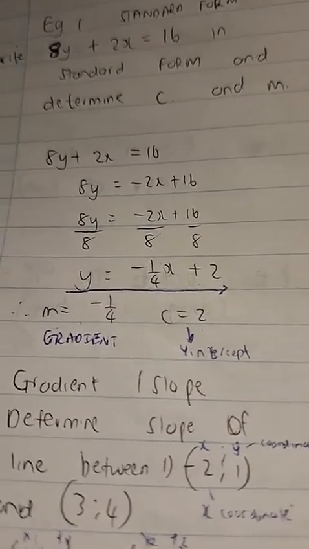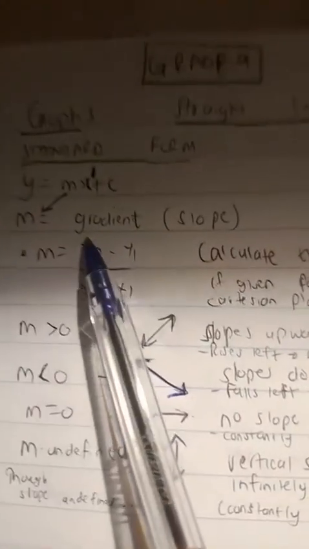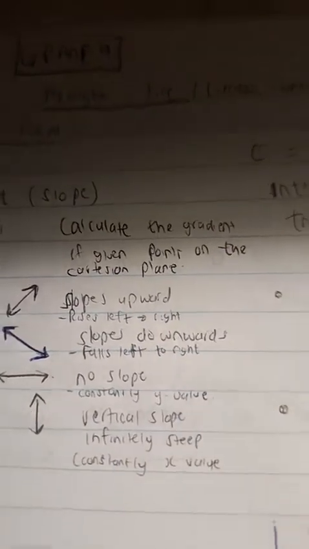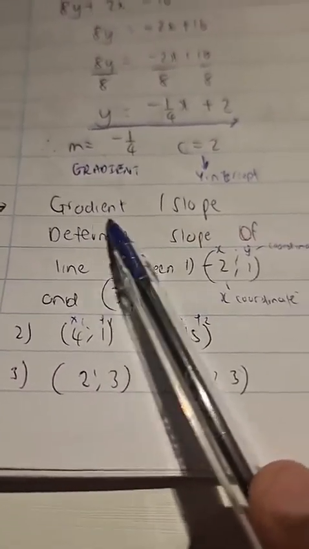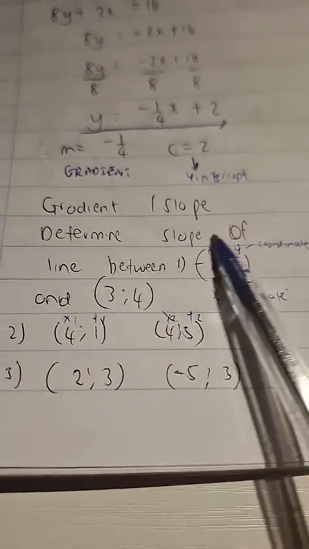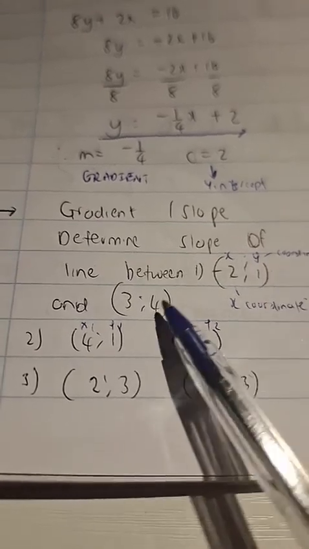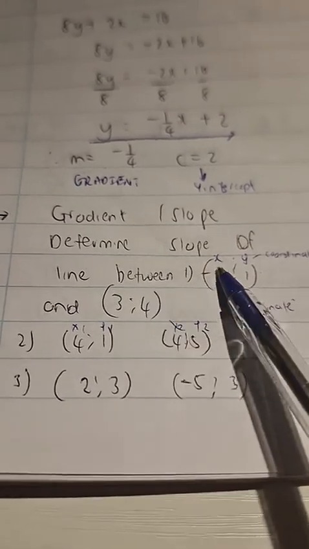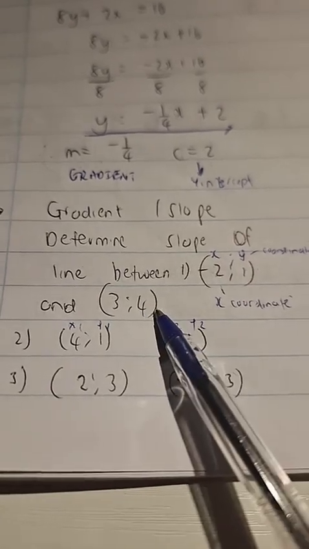Okay, all right. Then yesterday as well, we looked at how to find or identify the gradient when we are given points on the Cartesian plane, or if we are given points just generally. So here we had some questions: determine the slope, determine the gradient between negative 2 and 1 and 3 and 4. How do we calculate the gradient between 2 points, negative 2 and 1, 3 and 4?